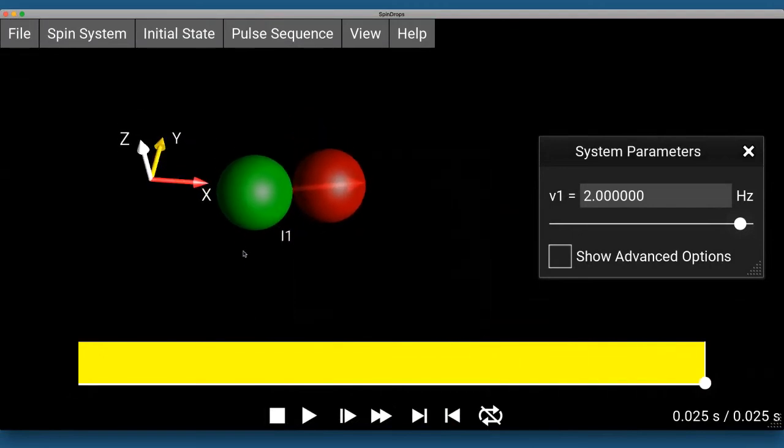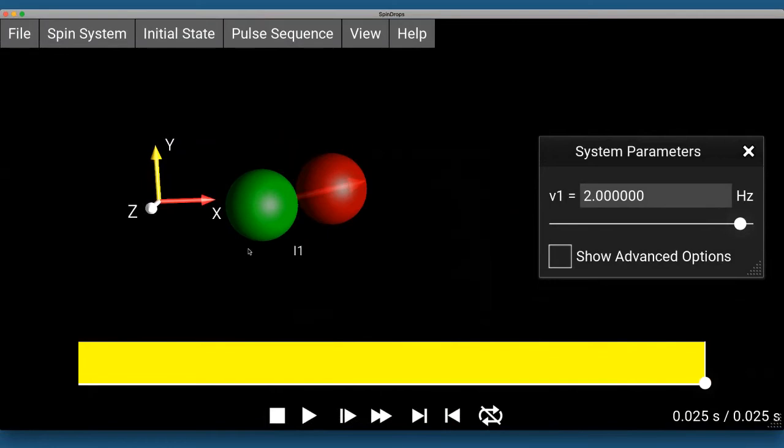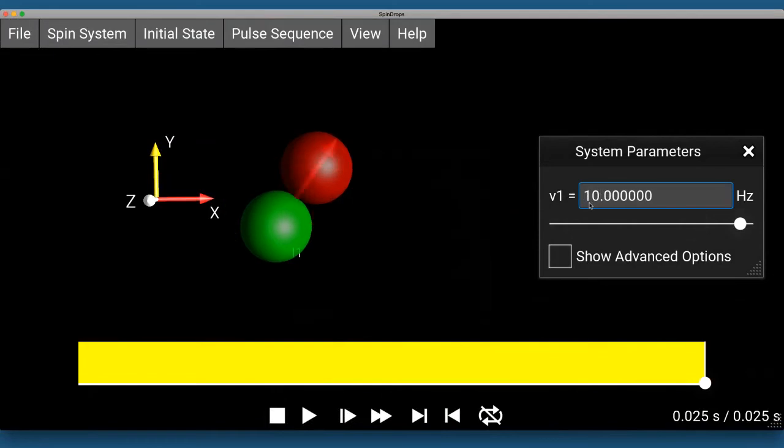But if I look from the top, you see I'm still not quite aligned with the x-axis. If I change the offset, you see a little bit to the left and to the right. For example, if I change this from 2 Hertz to 10 Hertz, there's a significant angle. That is the chemical shift or offset evolution that takes place during the simple rectangular pulse.